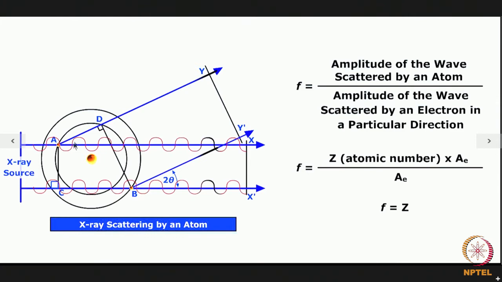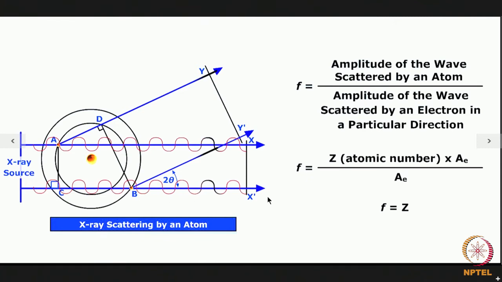This is an atom, these are the atomic shells. So, a beam of X-rays falls on it and it interacts with all the electrons. If we consider only the scattering taking place in the forward direction, then this is equal to Z, the atomic number, multiplied by AE, where AE is the amplitude of X radiation scattered by a single electron, divided by AE. So, f is equal to Z. This is true only when we talk about scattering in the forward direction.